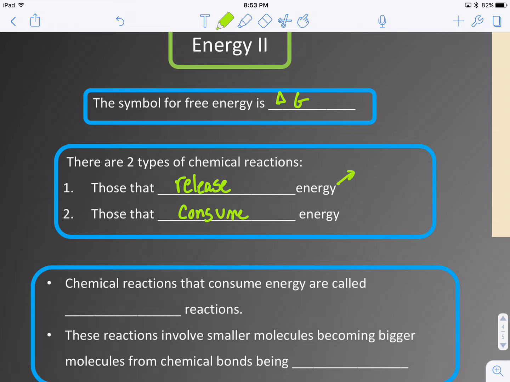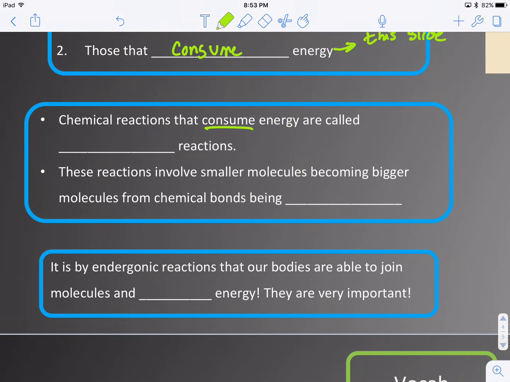Now, this was talked about in the last slide. And this is going to be on this slide. Okay, so chemical reactions that consume energy, we call these endergonic. Endergonic. These are when we have small molecules that are being fused together, creating bigger molecules. So instead of bonds being broken, bonds are being formed.